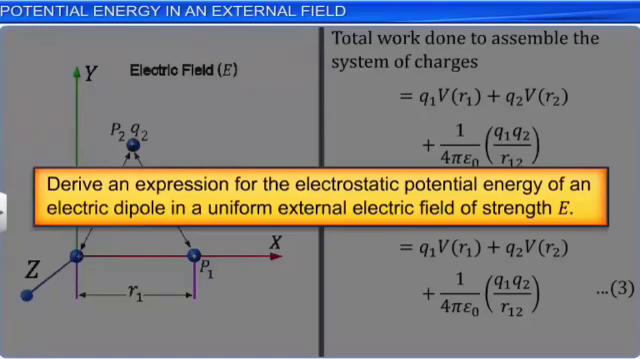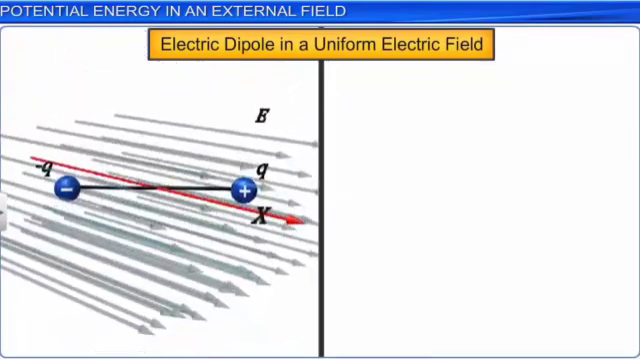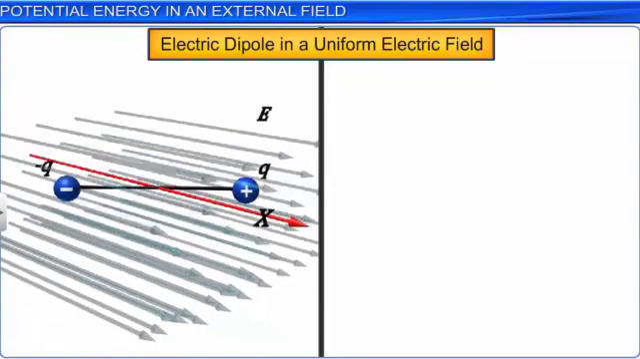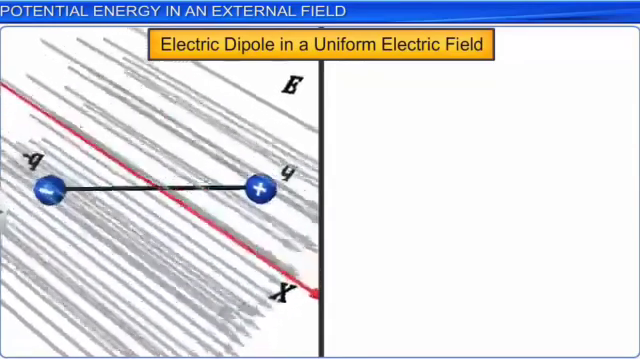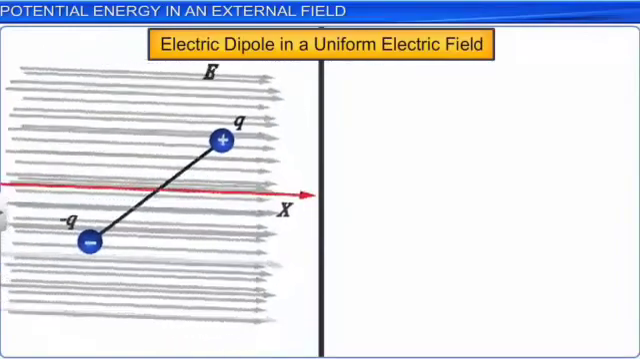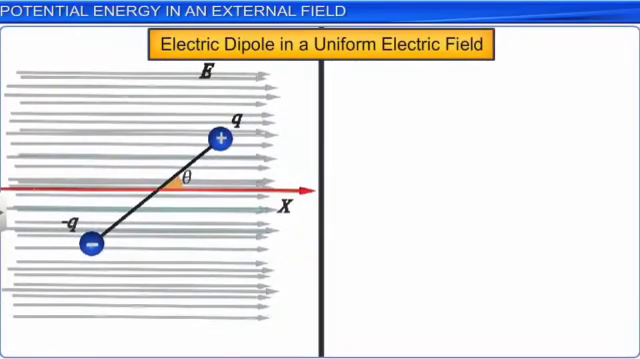Now, let us derive an expression for the electrostatic potential energy of an electric dipole in a uniform external electric field of strength E. Consider an electric dipole placed in a uniform electric field of strength E directed along the positive x-axis. The axis of the dipole makes an angle theta with the direction of the electric field. The dipole has charges plus q and minus q separated by distance 2a.